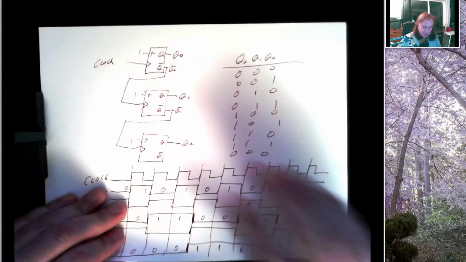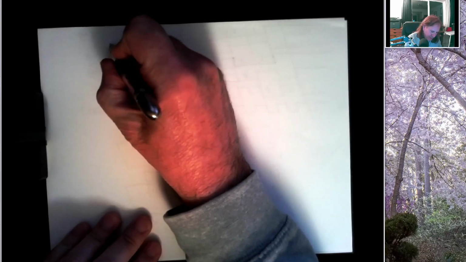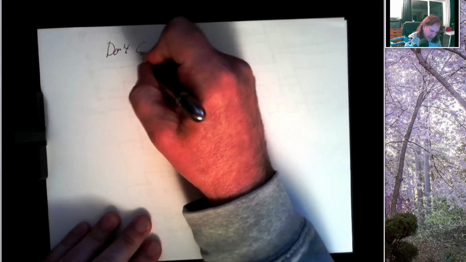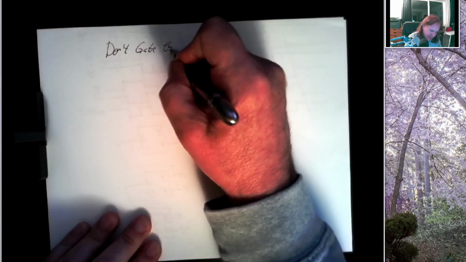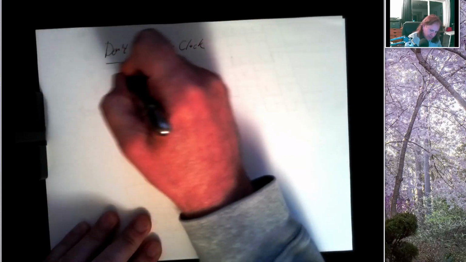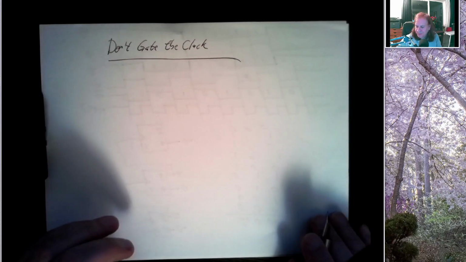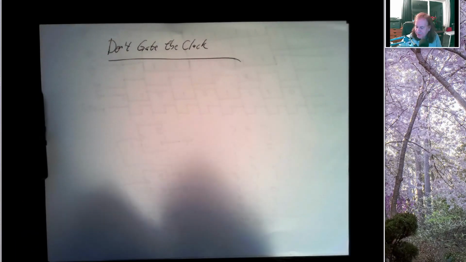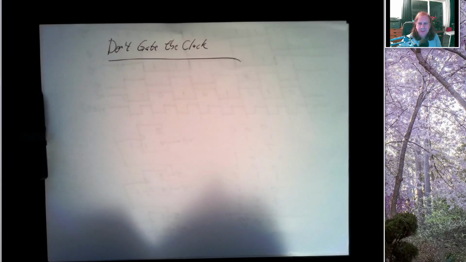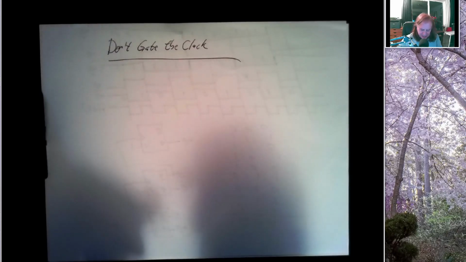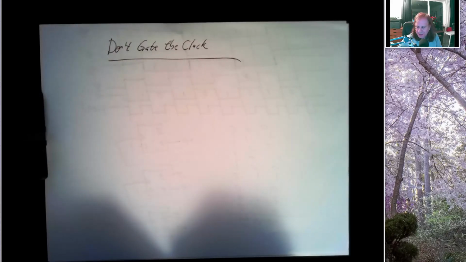So this is the design we would not normally do. And let me write this down as a general edict. Don't gate the clock. So what exactly do we mean by this? Don't mess with the clock. When you send the clock to a flip-flop, it should just come from whatever the source of the clock is. And every flip-flop should get exactly the same signal. Now, having said that, it's tempting to mess with the clock sometimes.